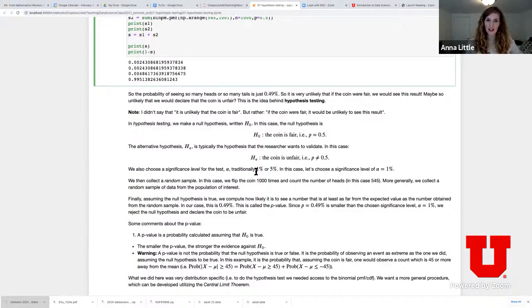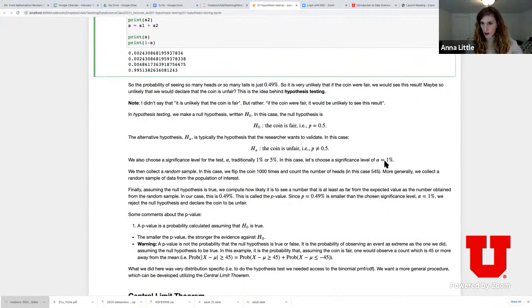To run a hypothesis test, we have to specify a significance level, alpha, and usually this is taken to be 1% or 5%. There's not a clear right or wrong significance level to take. It depends on what you think is appropriate for your data analysis. But let's say we choose a significance level of 1%, alpha of 1%.